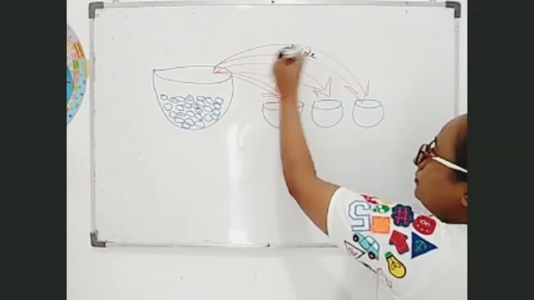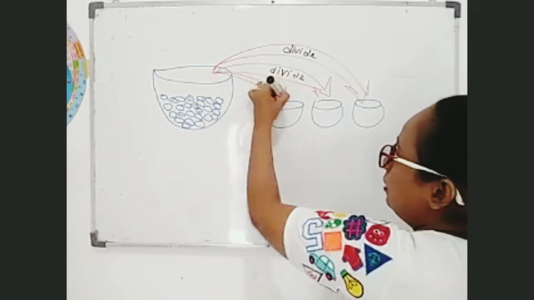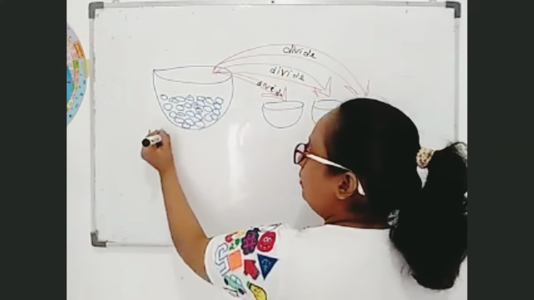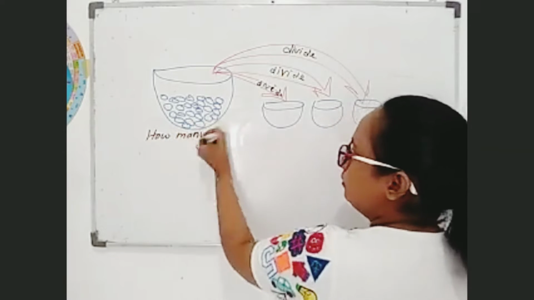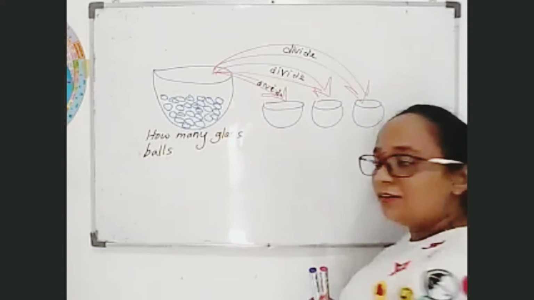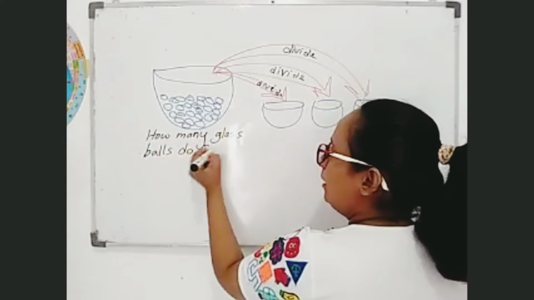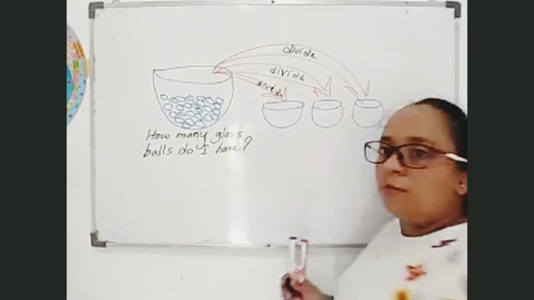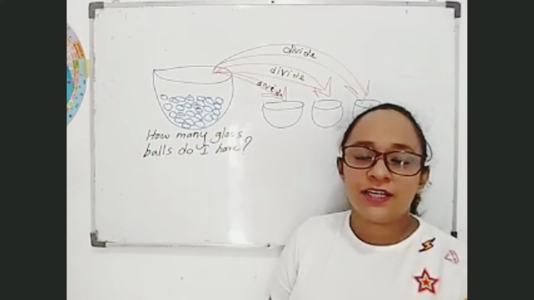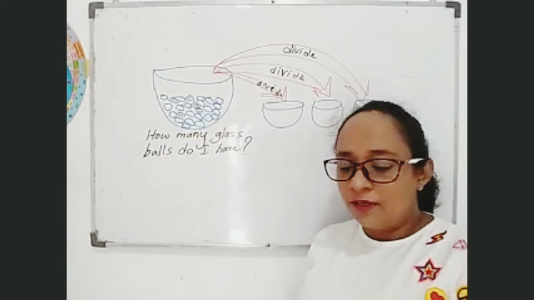I'm going to divide, or put it, in 3 small glass balls. So how many glass balls, or you can say marbles, do I have? That is a question mark. I don't know because I haven't counted. I've been collecting. I haven't counted how many I have.